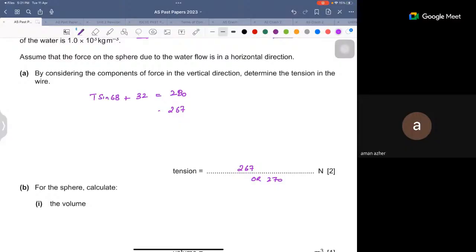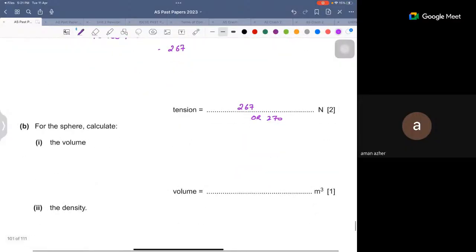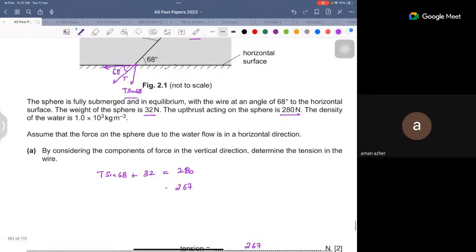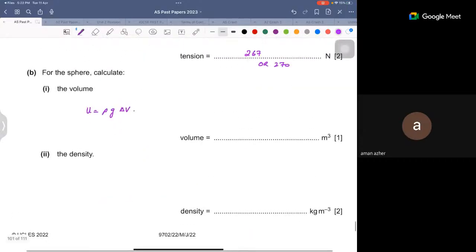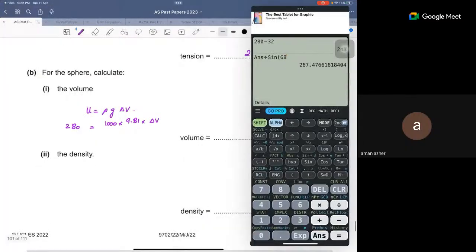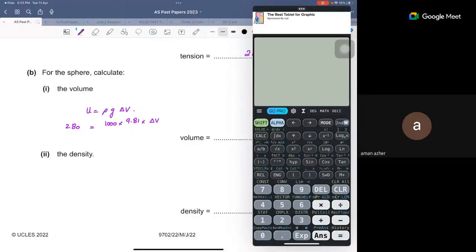Then for the sphere, calculate the volume. Now up thrust is given as rho g delta V, right? Now we have the density here, 1000. Up thrust was 280. G was 9.8. And we want to find the volume. So this is pretty easy. So 280 divided by 1000.